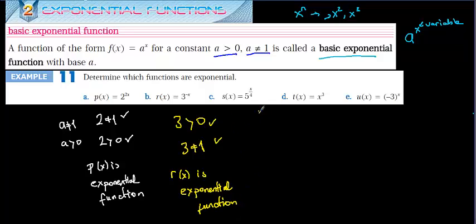Here for the third one, Sx is equal to 5 to the power of x over 4. And the power is x over 4, the variable at the power. Okay, this is satisfied. Also 5 is greater than 0. Yes, satisfied. 5 is not equal to 1. Satisfied. So Sx is exponential function.